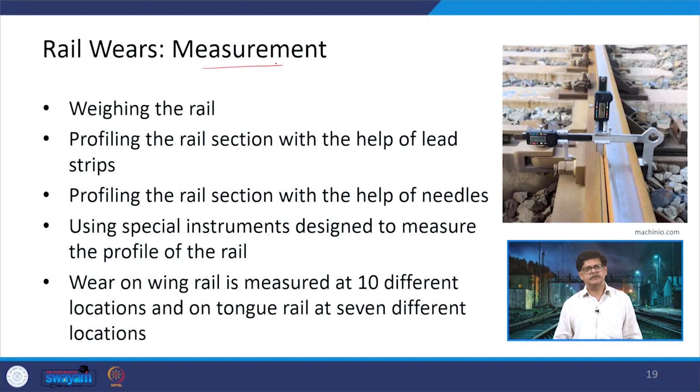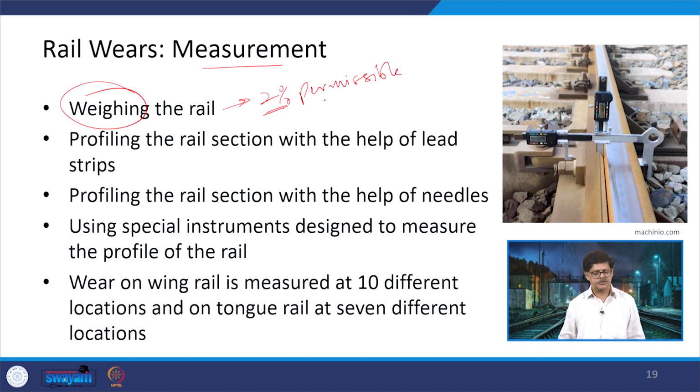Now, let us look at the measurement of the rail wear. How can the measurements be done? The very first thing is, we talked about the loss of some material from the rail head. If there is a loss of material, then one easiest thing which can be done is to take the weight of the rail, and that will give you an idea whether there is wear or not. There is a permissible limit for the weight of the rail, usually 2%. This is the permissible value, and maybe we will be looking at these permissible values afterwards also.